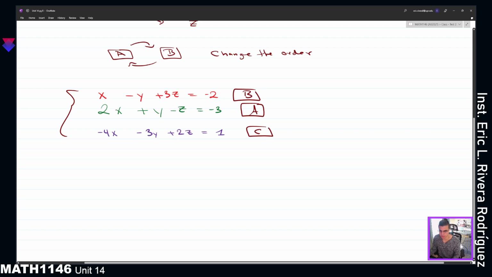You will see now how I'm going to use that coefficient of 1 to eliminate the x term of the green equation, which is equation A, and the purple one, which is equation C. So now my goal is to eliminate x from equation A and equation C, using equation B.